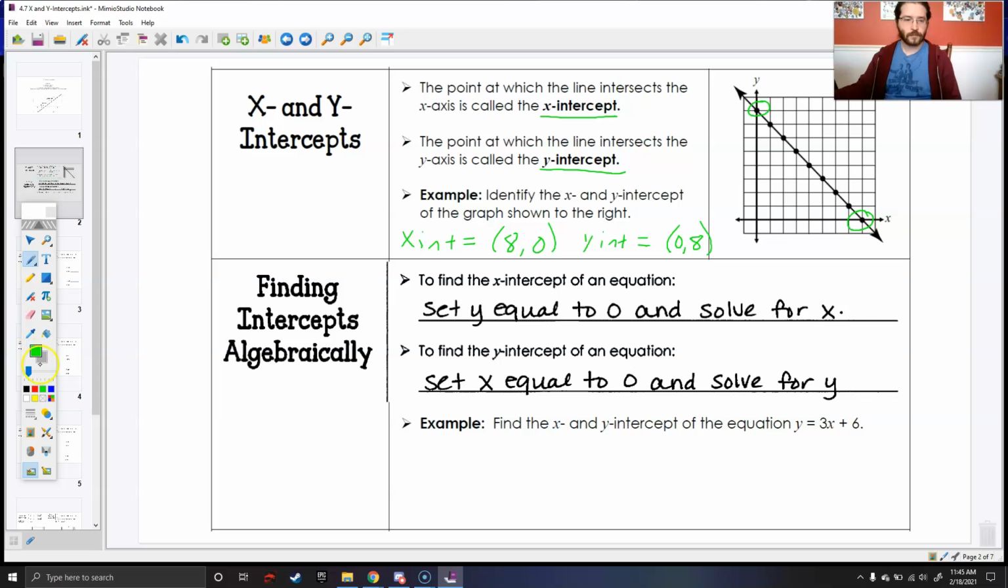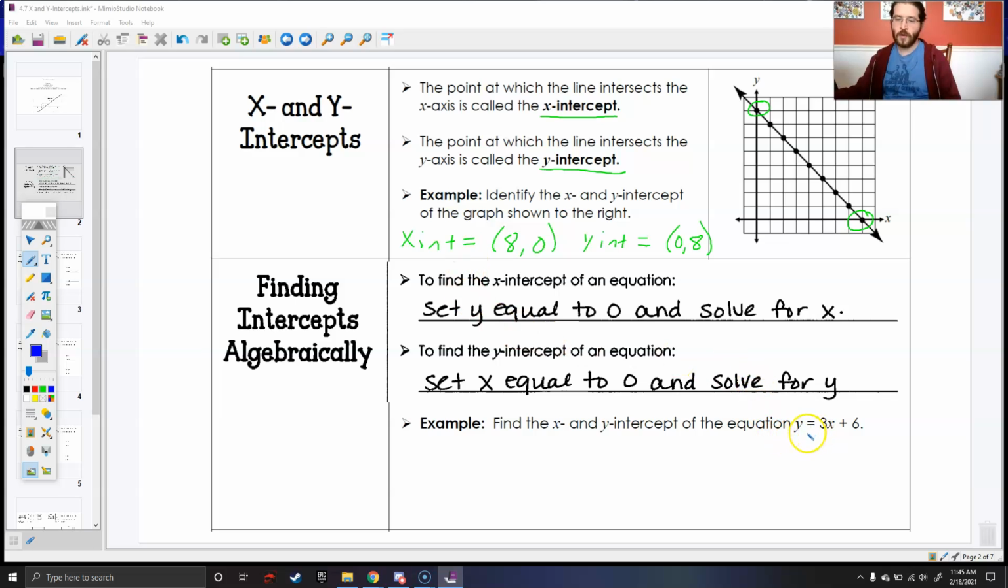All right? So sometimes we'll need to find them algebraically. So to find the x-intercept of an equation, we're going to set the y equal to 0 and solve for x. We'll do the opposite for the y-intercept. All right? So let's take a look at this one.